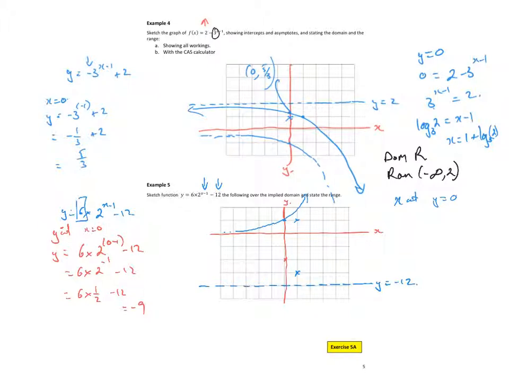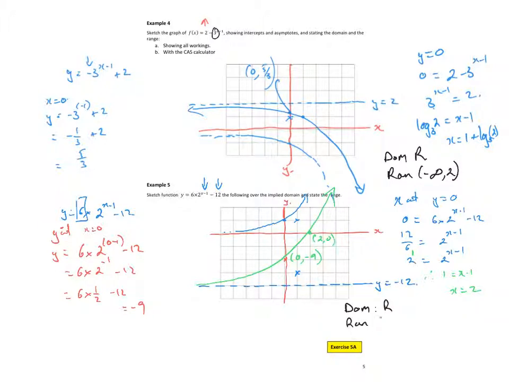And if we get my x-intercept, I'll put y equal to 0. I get 0 is equal to 6 times 2 to the x minus 1, minus 12. 12 divided by 6, 2 to the x minus 1. So I get 2 is equal to 2 to the x minus 1. And again, because the bases are the same, I can equate the powers. 1 is equal to x minus 1, so x is equal to 2. So if I make that a 2 there, I can get my graph to go something like that. So 2, 0, 0, negative 9. I've labelled my asymptote. And then it says the domain and range. So the domain is again R. The range, lowest value is negative 12, but not including, up to infinity. Okay, get to it.